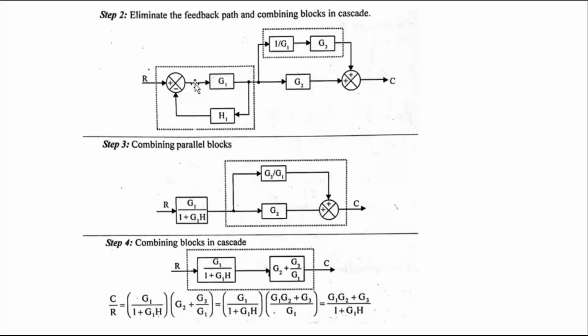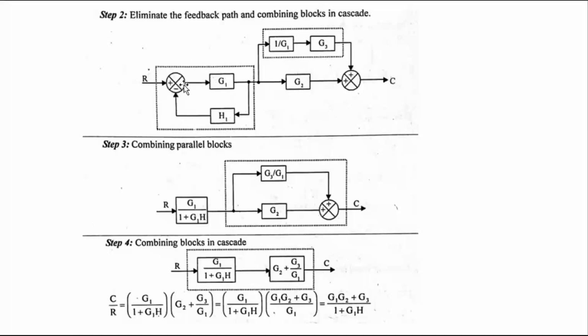Here this branch point is moved, then in the feedback path 1 by G1 is added. Now combine these two blocks in parallel. This is a forward path, this is also a forward path, combining the blocks in parallel. And also eliminate this feedback loop. The parallel blocks and these two are in cascade. Just multiply: G3 divided by G1 plus G2. This one is G3 divided by G1 plus G2.